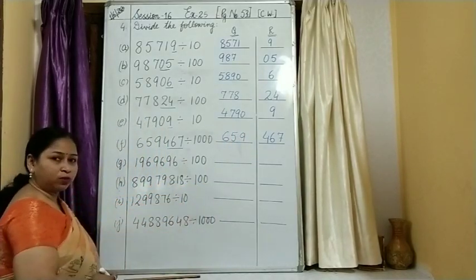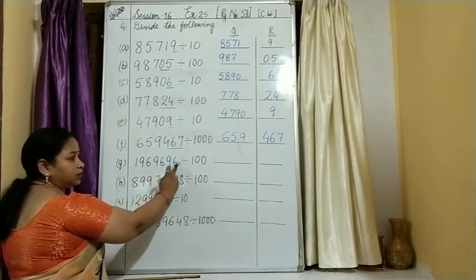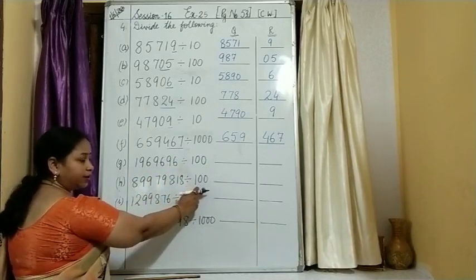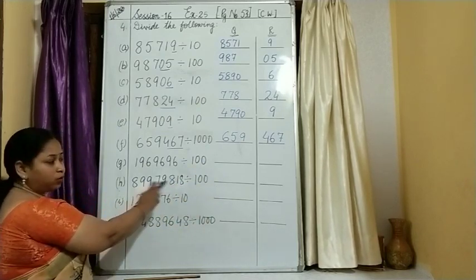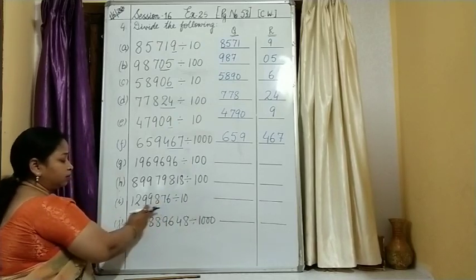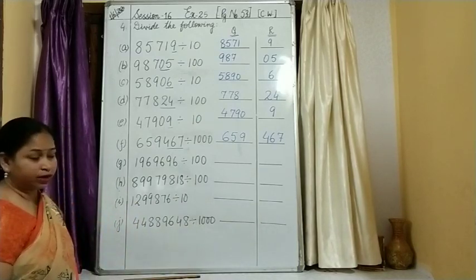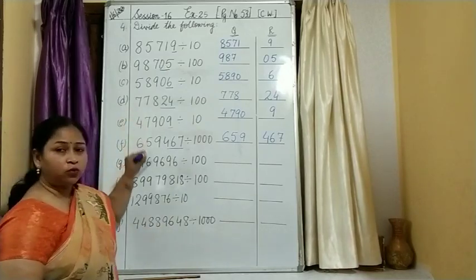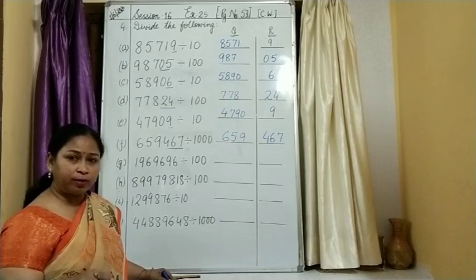Can you do the rest of the questions? Here 100 is given. Underline the last 2 digits. 96 will become the remainder and the leftover will be your quotient. Then similarly again 100 is given. So the last 2 digits, that is 18, will be the remainder. Leftover will be your quotient. Here 10 is given. So the last digit is 6. 6 will be the remainder. The leftover digits will be your quotient. And here 1000. So the last 3 digits will be your remainder and the rest of the digits will be the quotient. As I have shown you, you have to underline this in your book itself with the help of a pencil. Write down the quotient and the remainder there itself.